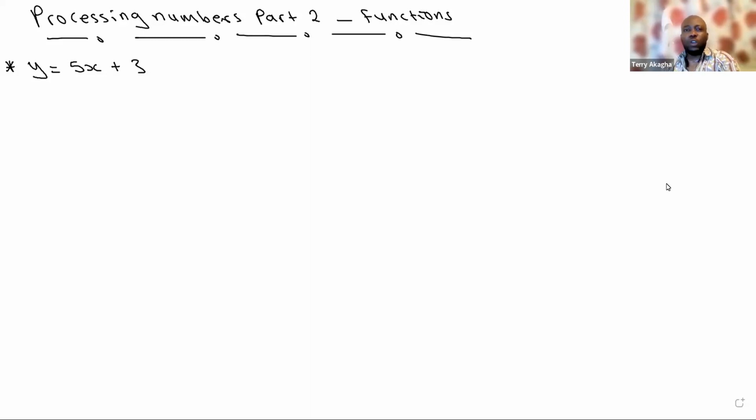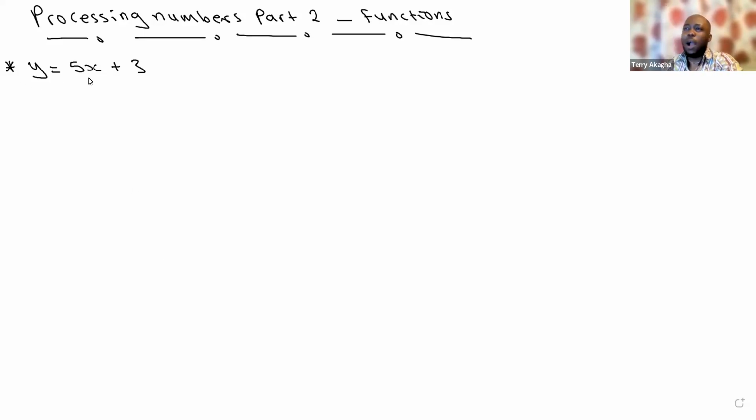Here we're going to continue on processing numbers. In the previous video, I just introduced the concept of processing numbers and how to do it, but here we're going to continue from it. So we're going to take more complex numbers, a little bit more, but it's still the same principle.